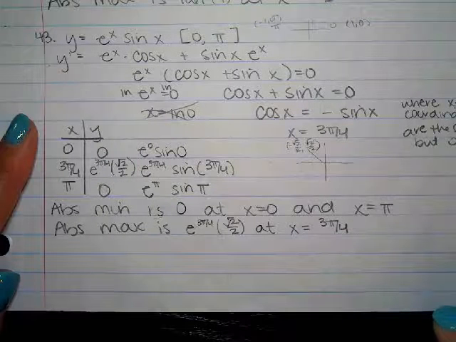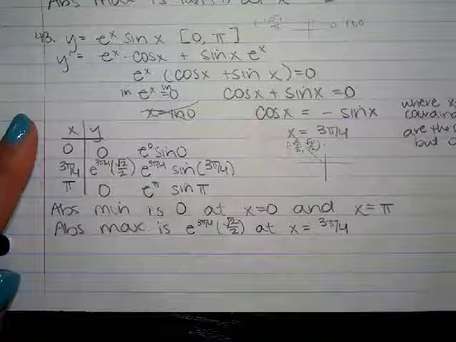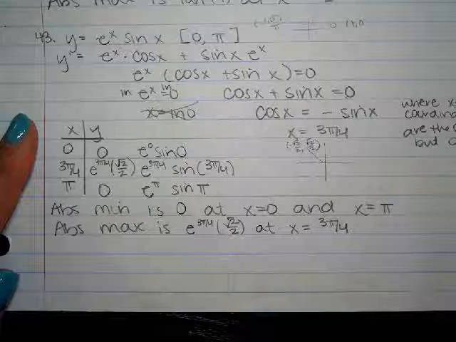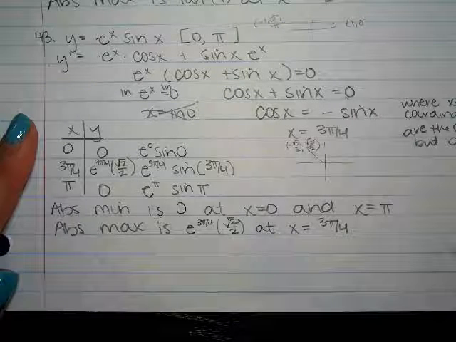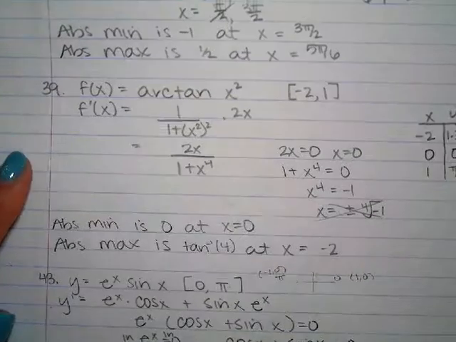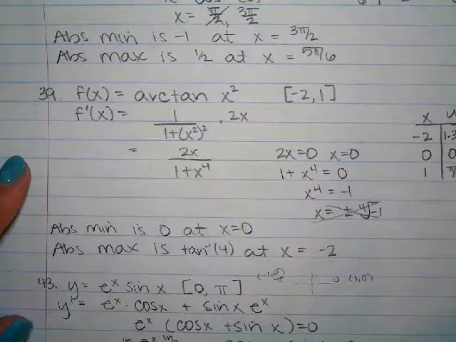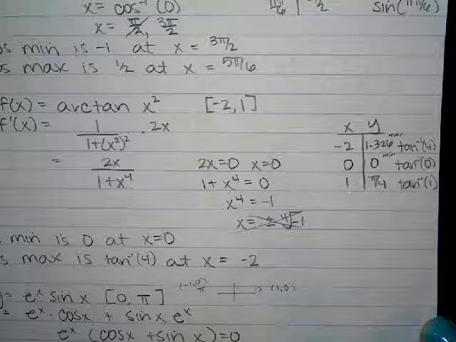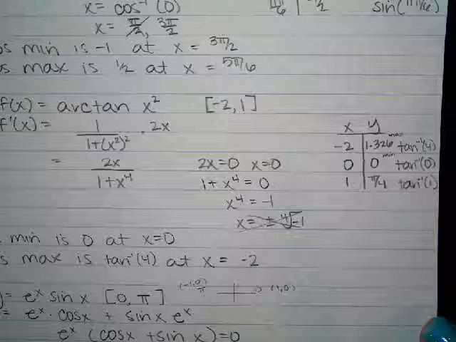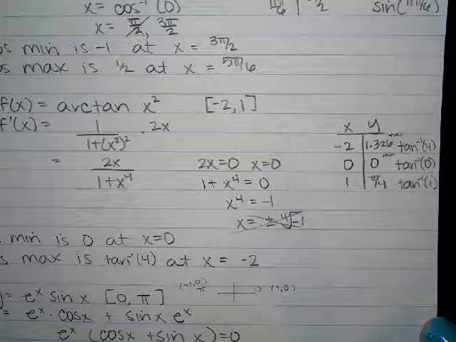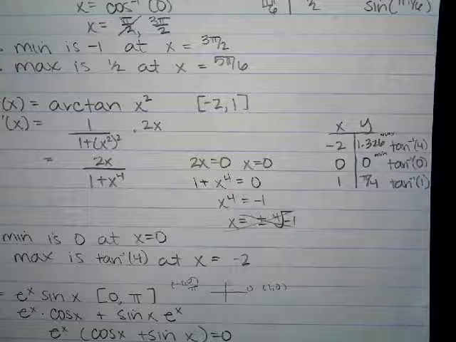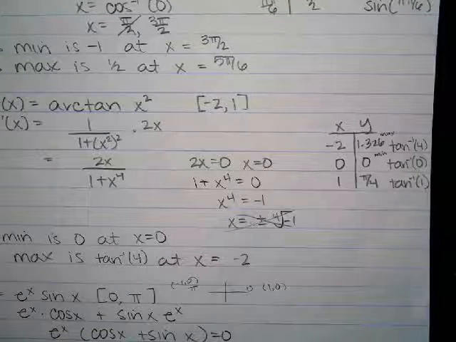Yeah, Michaela. Okay, which one? 39. Yep. I could find all the x's, but then I didn't know how to find the y. The y value? Yeah. Plugging them in. Oh, it's calculator active. Because you're evaluating it at numbers that are not on the unit circle, that's why it's calculator active.